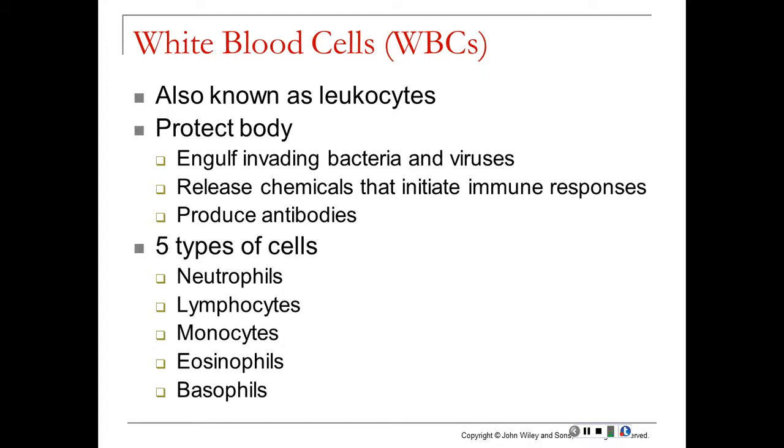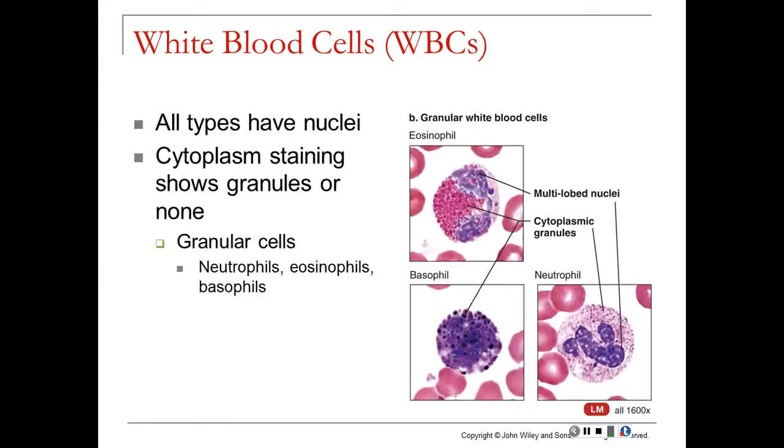So white blood cells in general are known as leukocytes. That suffix "cyte," and leuko is the prefix meaning white, so these are white cells. Their main role is to protect the body. They engulf invading bacteria and viruses, kind of like Pac-Man. They can also release chemicals to initiate other immune responses, and they can produce antibodies to help forge an attack on an invader. There's 5 types of white blood cells: neutrophils, lymphocytes, monocytes, eosinophils, and basophils.